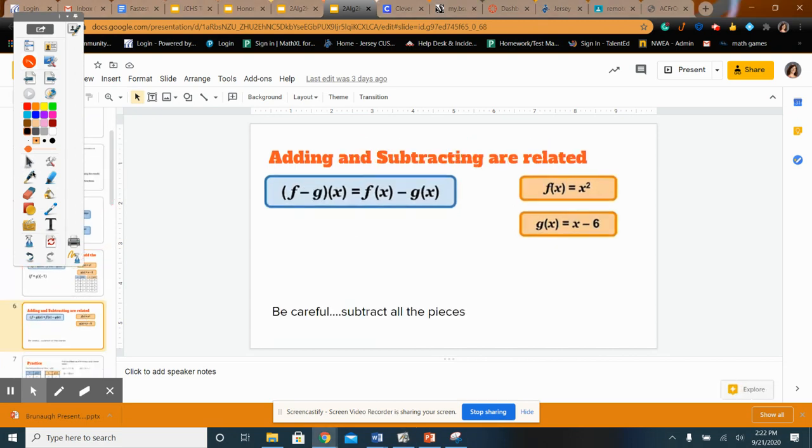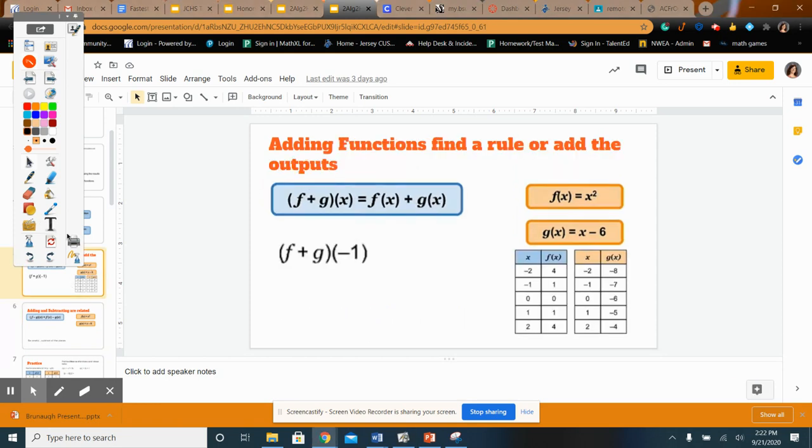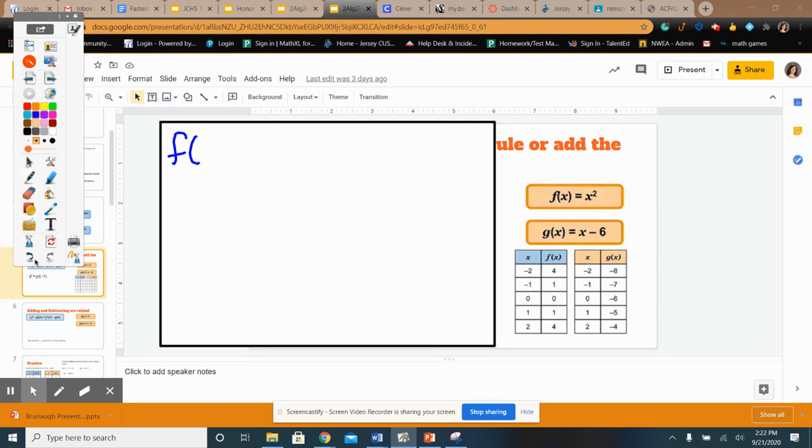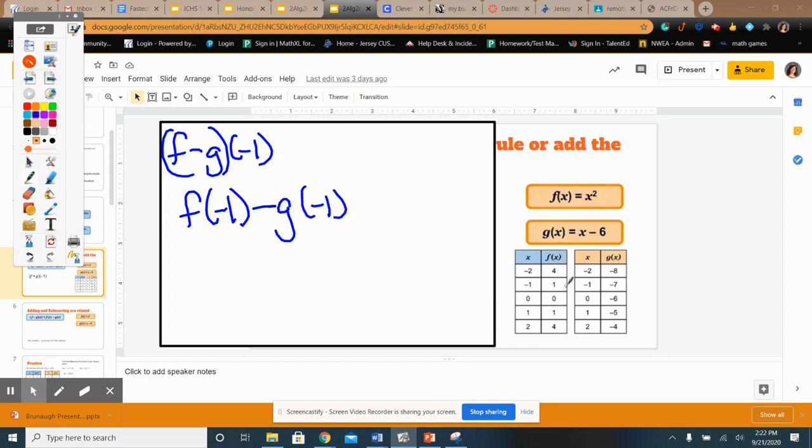How about subtraction? Would subtraction be the same way? Well, subtraction will be a little bit different. Let's go back to our example with the -1. Let's do f minus g of -1 using the table. F minus g of -1, so that would be f of -1 minus g of -1. Well, f of -1 was 1, minus g of -1 was -7. 1 minus -7 becomes 8.